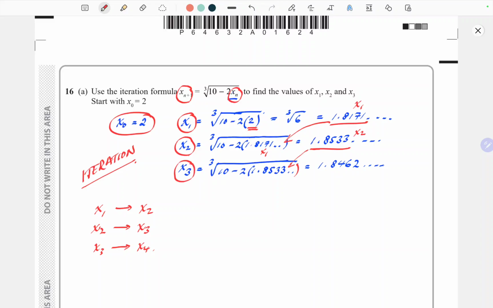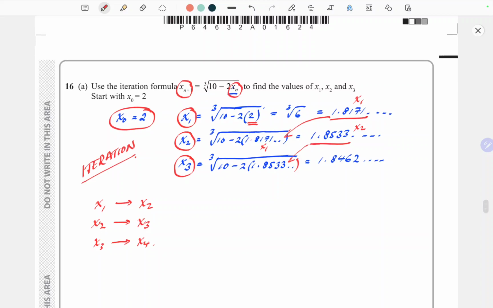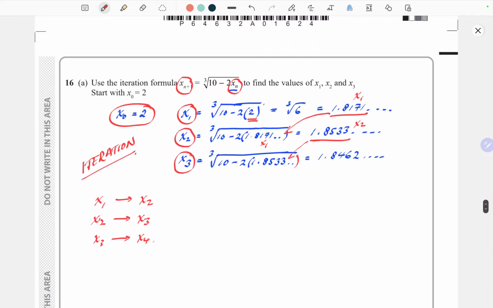All right, so that's what iteration means. You keep getting a new number, put it back into the formula, get another new number, and just keep repeating. All right, so that's the iteration process. Again, if anybody is interested in more detail on that, then please drop me a comment. I'll do a video, and it should only take a few minutes to do if you need it. All right, and finally we end up with x3 is that number there.